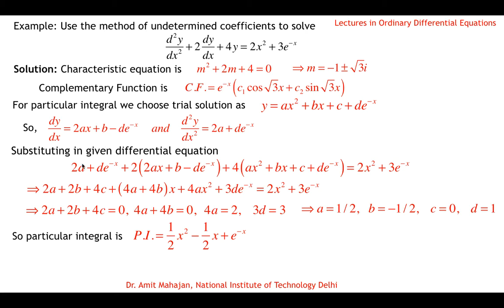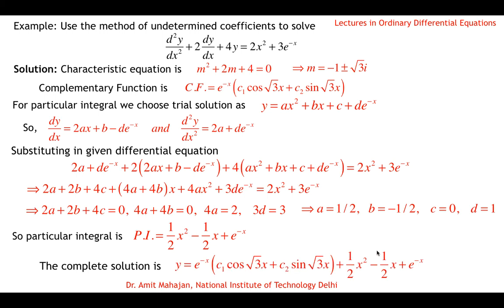So we can write the particular integral as a x square, which is half x square, plus b x, which is minus half x, c is 0, and plus d e power minus x, d is 1. The complementary function is there, the particular integral is there, and we can write the complete solution as usual as the complementary function plus the particular integral. So the method is very simple.